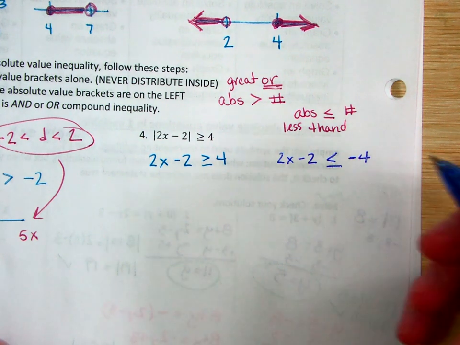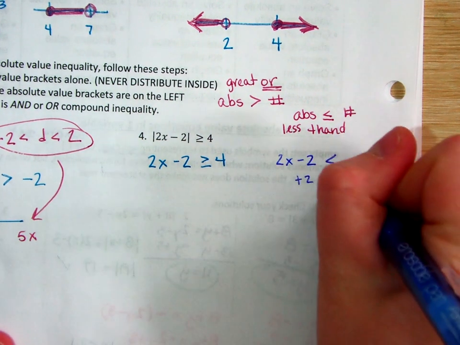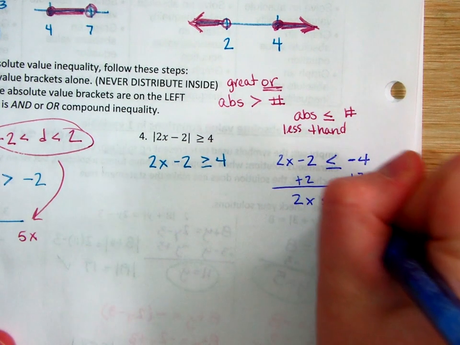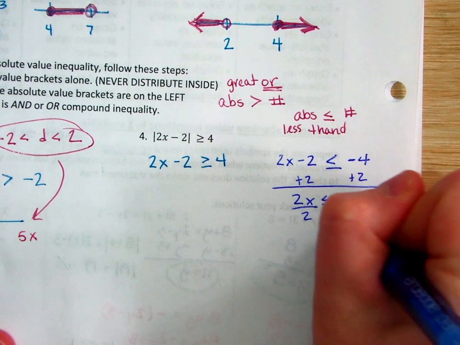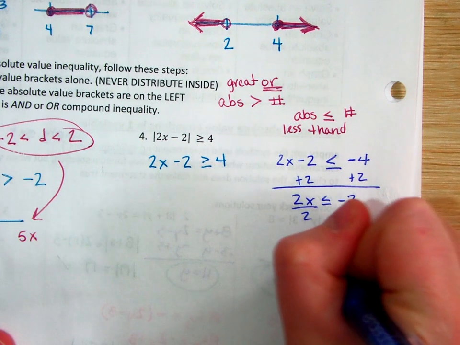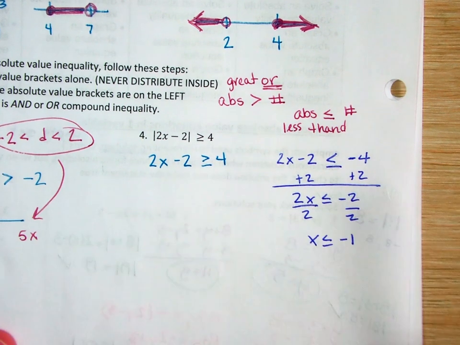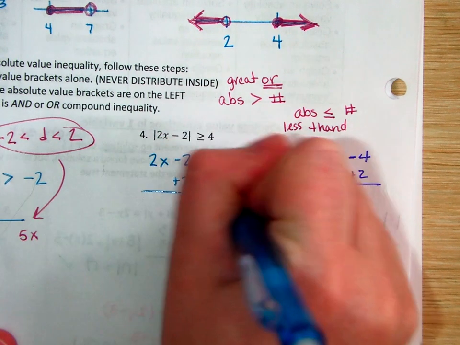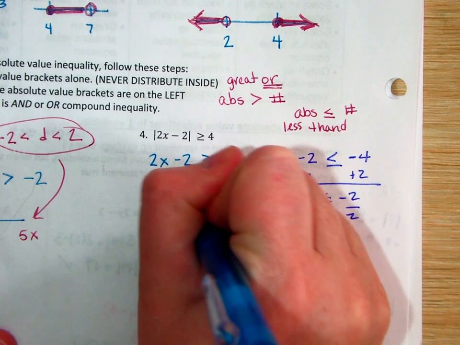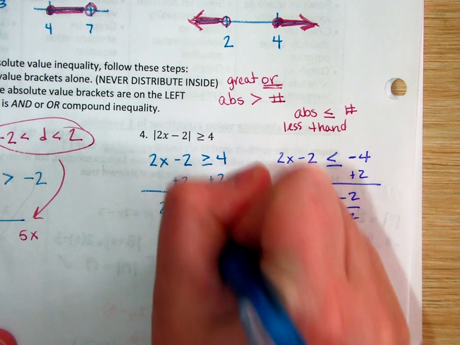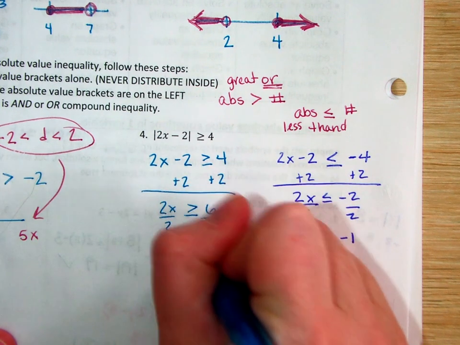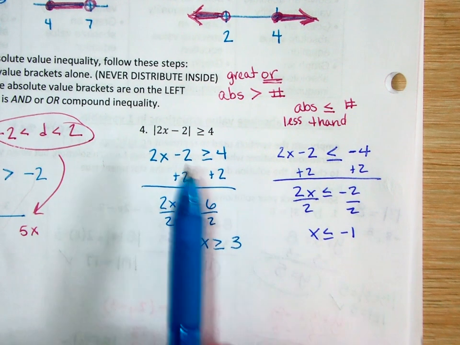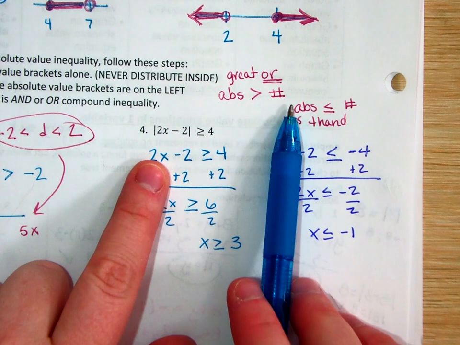So solve it out. Plus 2, plus 2. 2x is less than or equal to -2. Divide by 2. X is less than or equal to -1. Plus 2, plus 2. 2x is greater than or equal to 6. Divide by 2, divide by 2. X is greater than or equal to 3. So this is a great OR. So that's an OR inequality.